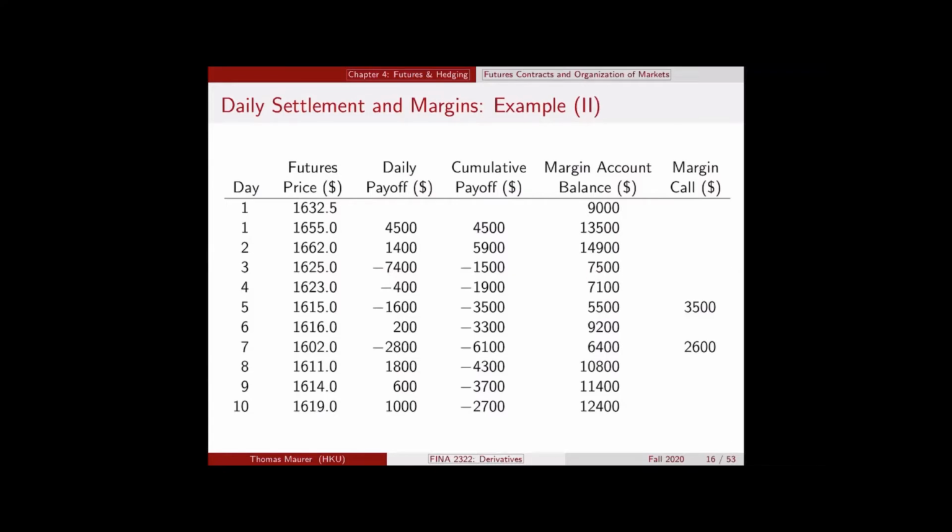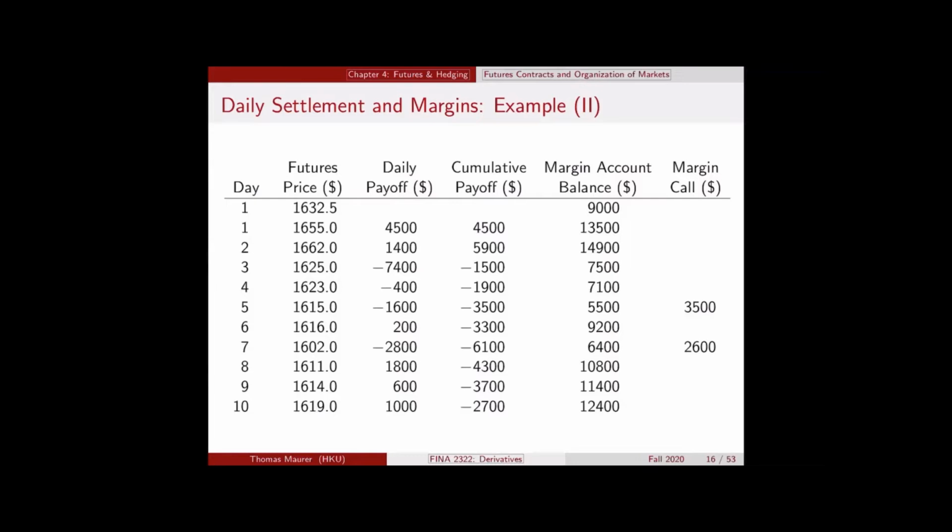Then let's consider another drop by another $2. That means you lose another $400 and your margin account drops even further to $7,100. Now we consider one more drop by another $8, which means you lose $1,600. And now your margin account drops below the maintenance margin. Your margin account is only $5,500, while the maintenance margin was $6,666.